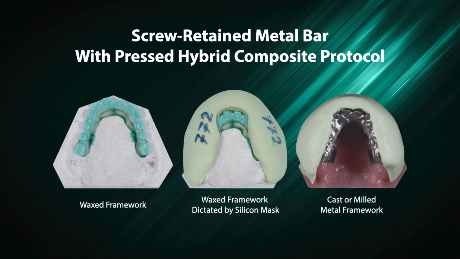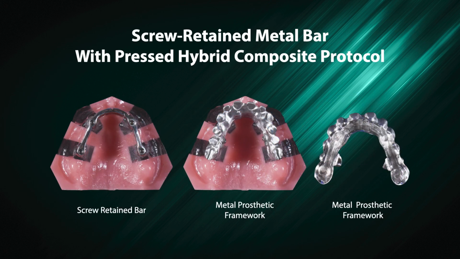From left to right is a waxed framework dictated by silicone mask, and a cast or milled metal framework. From left to right is a screw retained bar, a metal prosthetic framework, and a metal prosthetic framework.